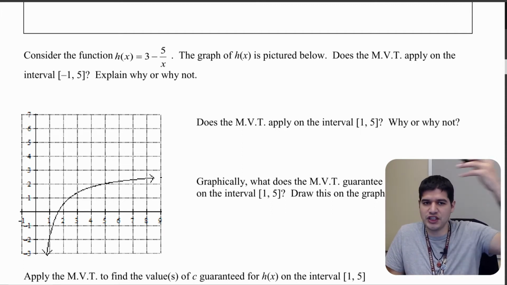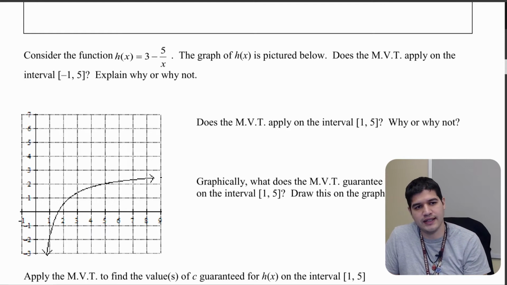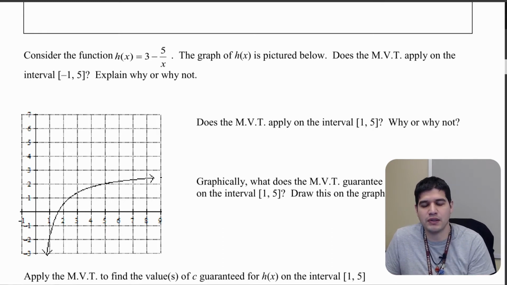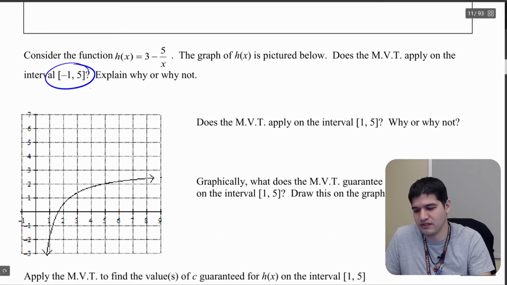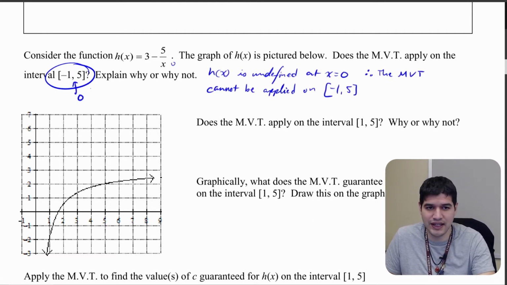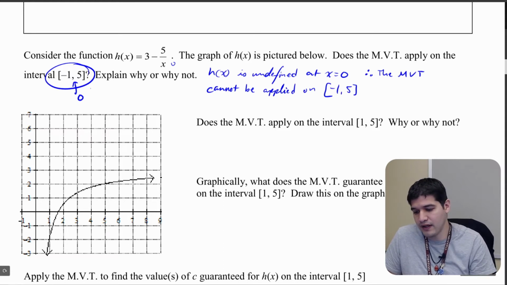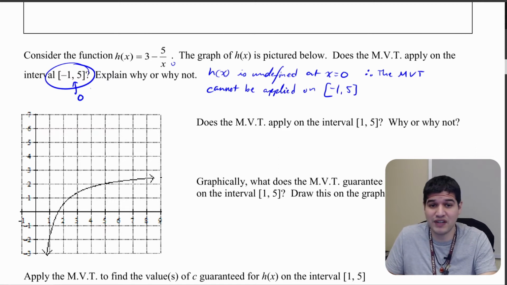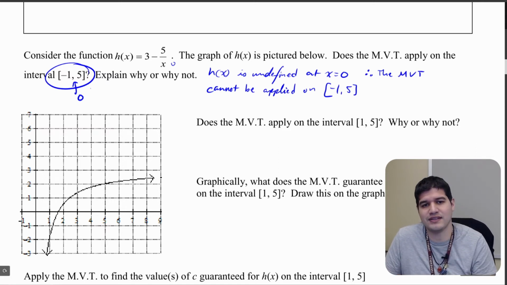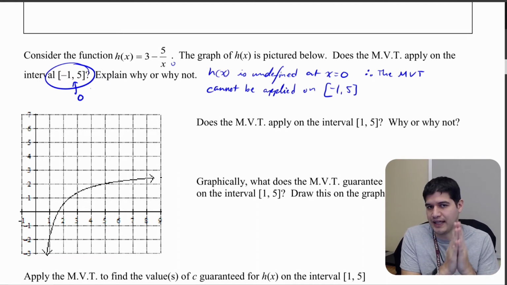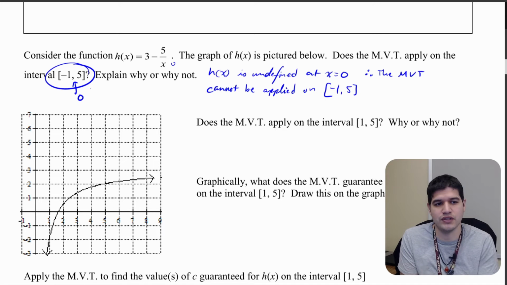So let's consider this function h of x, where it's 3 minus 5 over x. And so we have the graph over there on the left side. But first we want to realize, does the mean value theorem apply on the interval from -1 to 5? Well, since h of x is undefined at x equals 0, because you can't divide by 0 right there, therefore the mean value theorem can't be applied on this interval from -1 to 5 because 0 falls in between that. So it's very important to remember that the function needs to be continuous and differentiable over that entire interval.